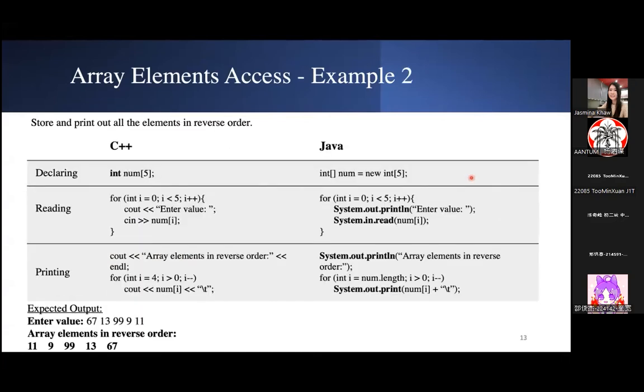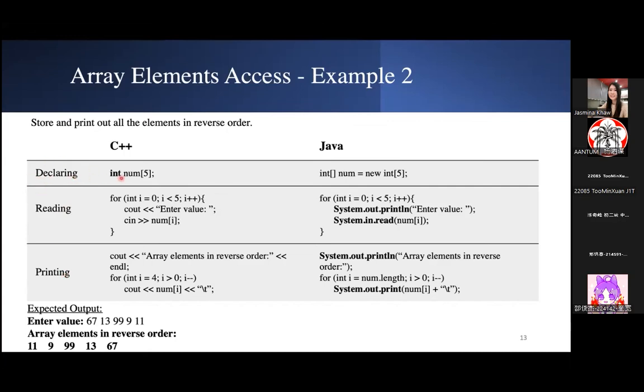Now we look at example 2. Store and print out all of the elements in reverse order. Now we would like to reverse the order of the numbers that we store inside the array. Here we have the declaring, reading, and printing, 3 parts of the program.